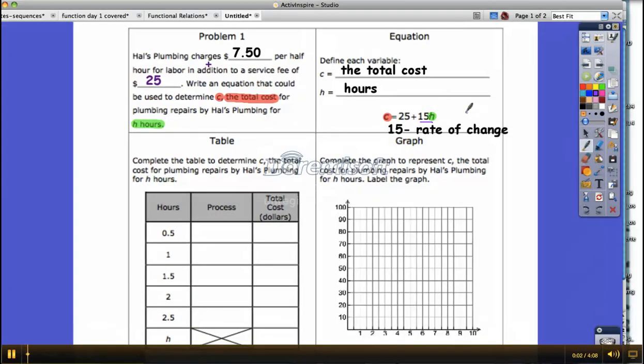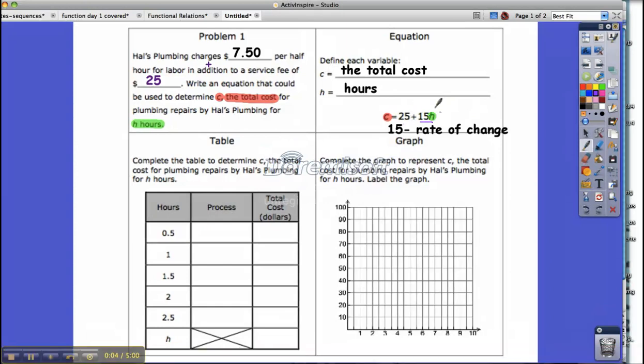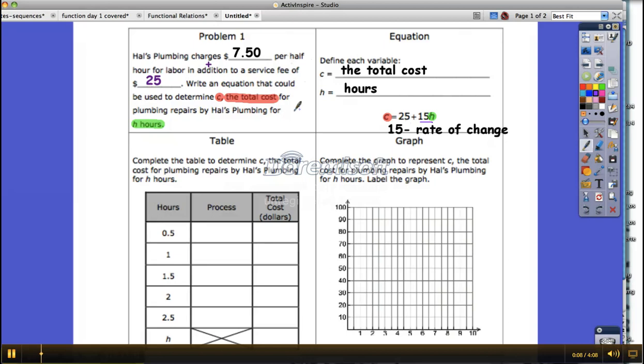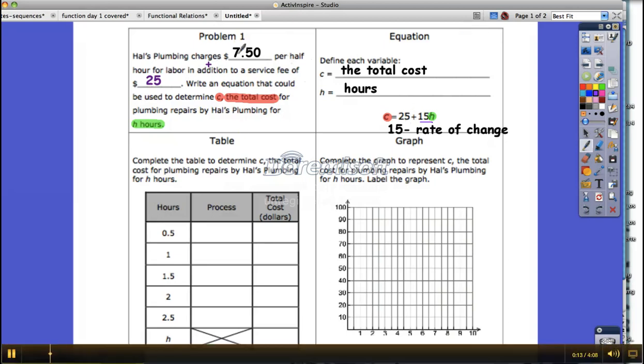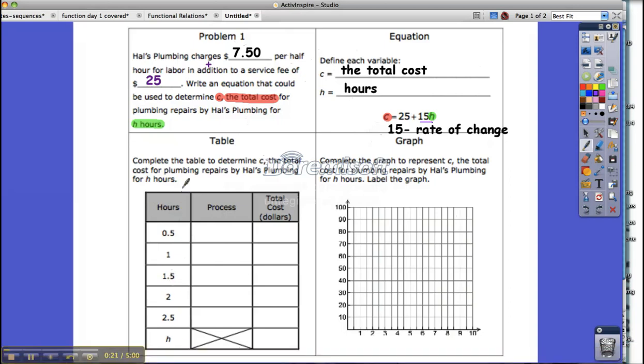Okay, so we just finished doing the equation and plugging in this information, and now we're going to create our table and our graph. So we have our equation, we have all the information we needed over here, and our table and our graph. So let's go ahead and plug in the information we know. So let's start with our hours in our table. Let's look at the hours.